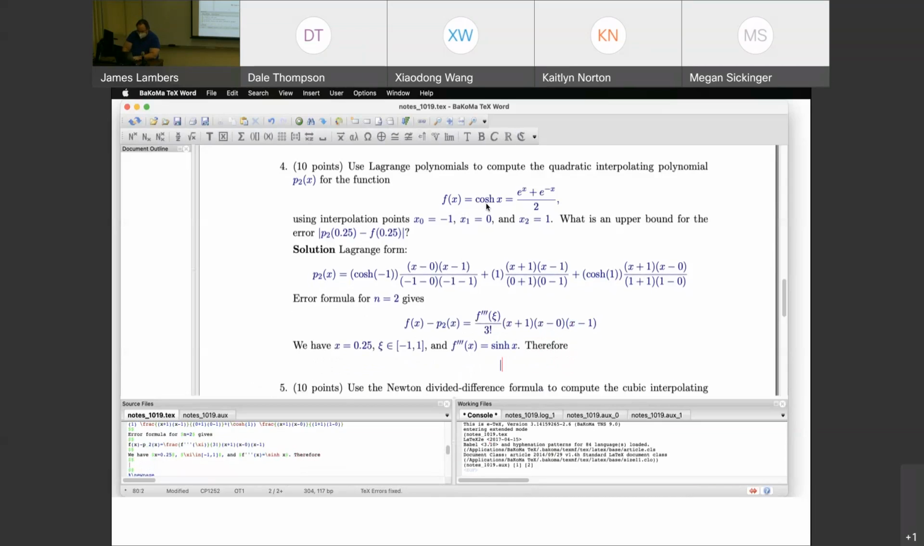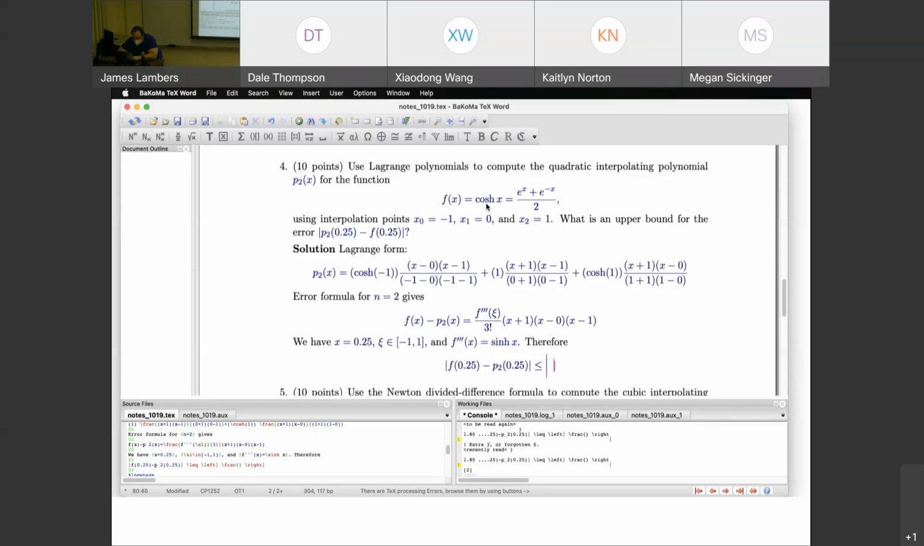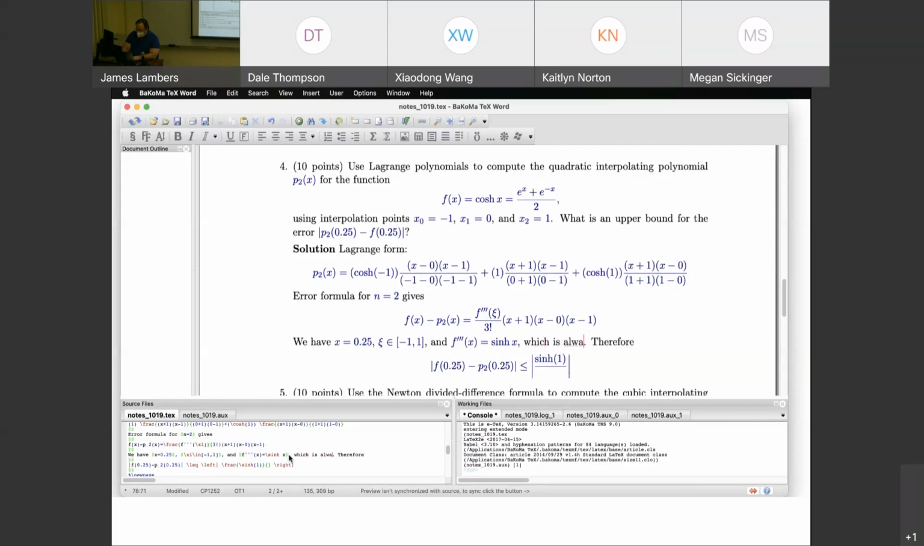Now if we look at the error at 0.25, so we're going to have, well, sinh is an increasing function. The derivative of sinh is cosh, which is always positive. So what we have here is sinh of 1. So I'll make a note here, always increasing.